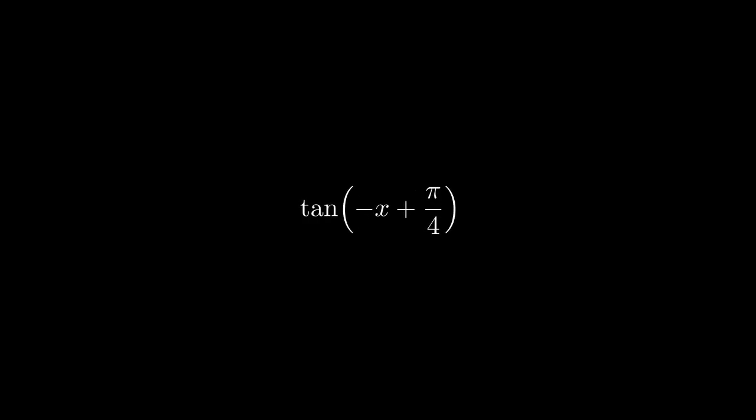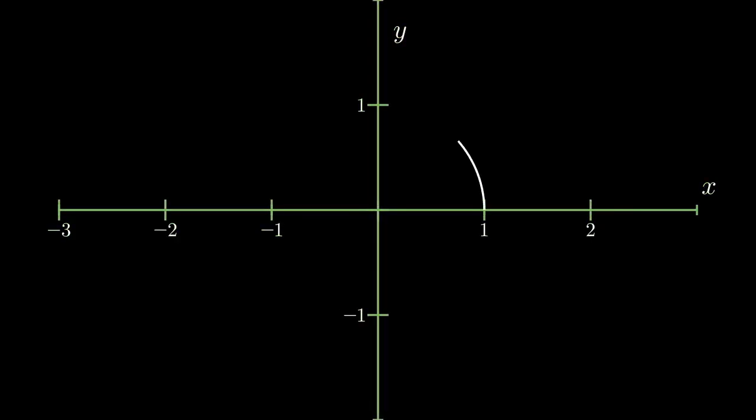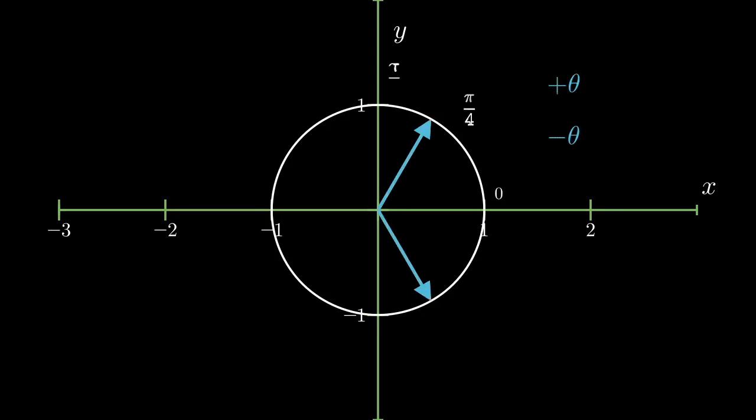Now, you can just use the sum and difference formulas for the sine and cosine to figure out what happens when we do this, but it turns out there's a really nice visual way to understand what goes on when we flip the sign of that x value. To see this, we need to return to the unit circle, and this time I'm going to send out two arrows, one at positive theta and one at negative theta, representing our plus x and our minus x.